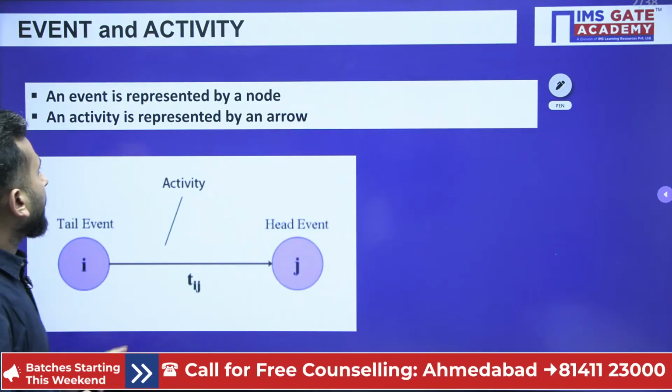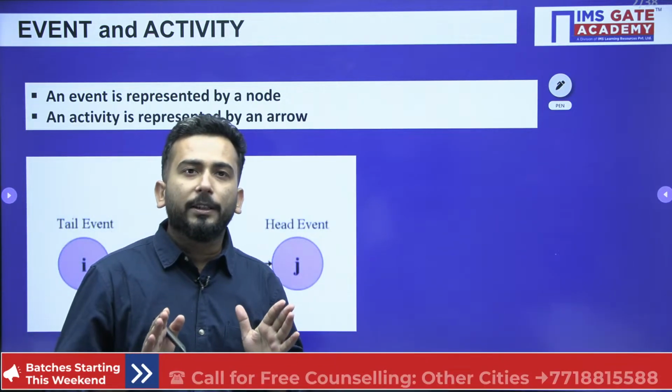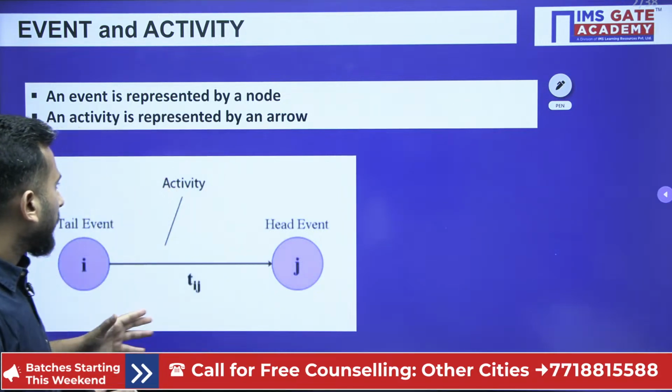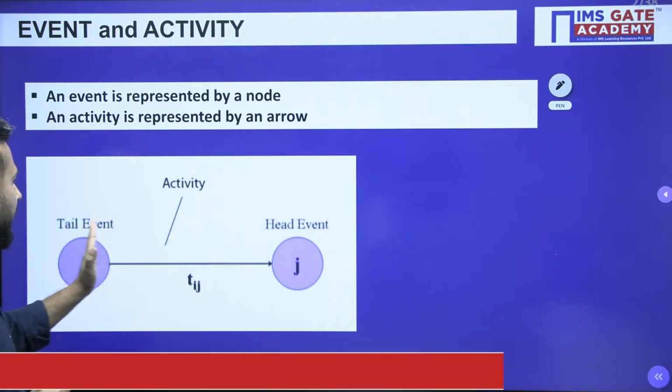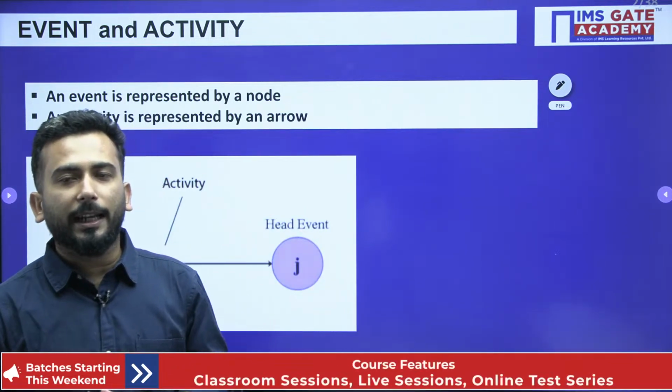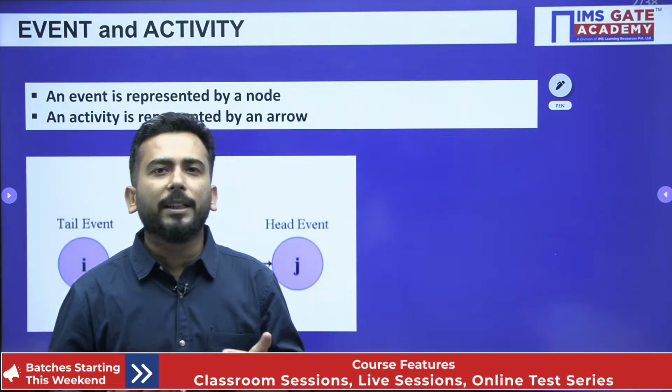My dear friends, a network model is all about events and activities, right? But before that, you can already see that I've represented a node, meaning I've represented an event, and I've represented an activity. But before that, what is an event and what is an activity?